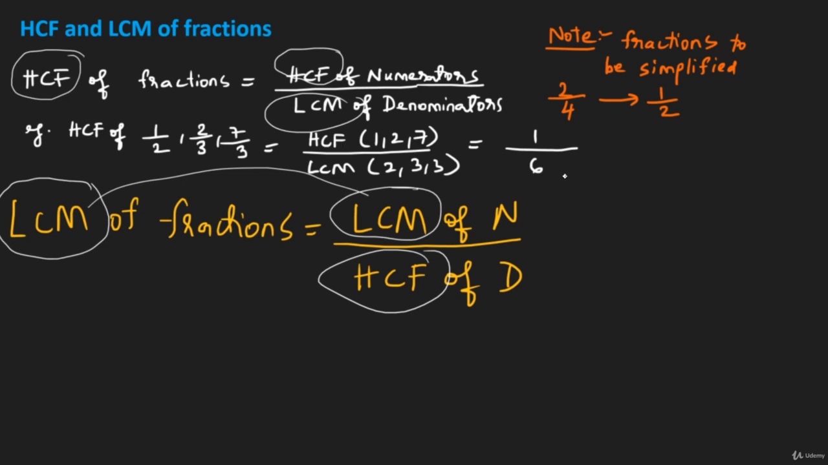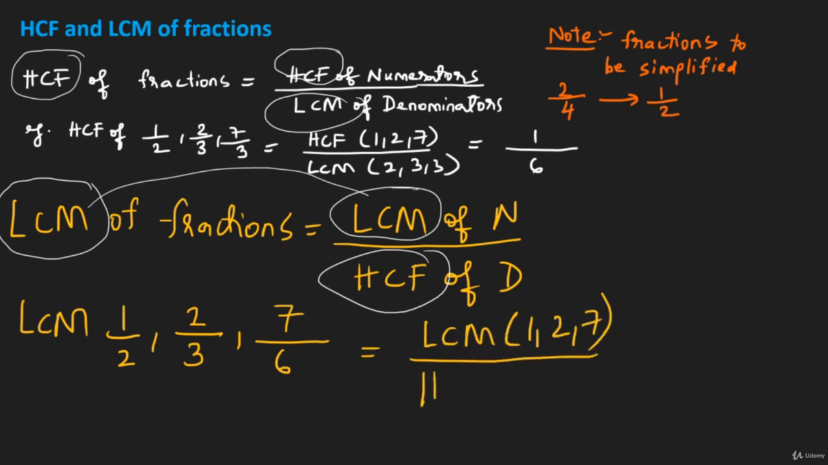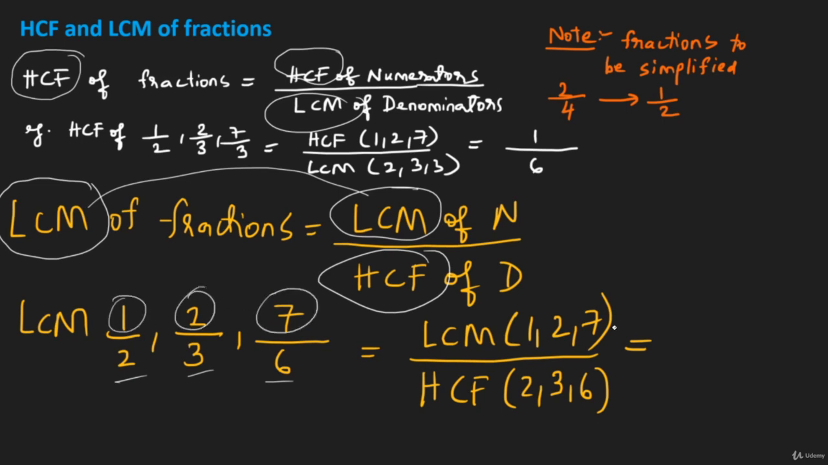Let's do an example to understand this better. Let's say you want to find the LCM of 1 by 2, 2 by 3 and 7 by 6. This would be equal to the LCM of 1, 2 and 7 divided by the HCF of 2, 3 and 6. 2, 3 and 6 are in the denominator. 1, 2 and 7 are in the numerator.